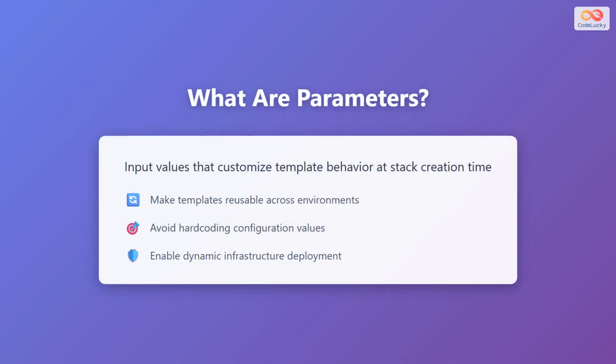Parameters are input values that you provide when creating a CloudFormation stack. Think of them as variables that customize how your template behaves at deployment time. They make your templates reusable across different environments like development, staging, and production. Instead of hard-coding values like instance types or database names directly into your template, you use parameters to accept these values dynamically. This approach enables flexible infrastructure deployment, where the same template can create different configurations based on the input you provide.